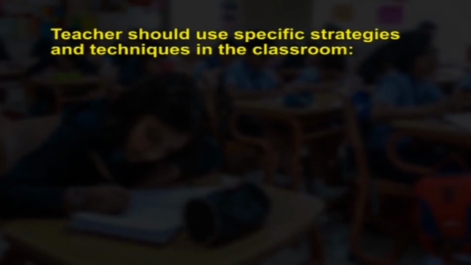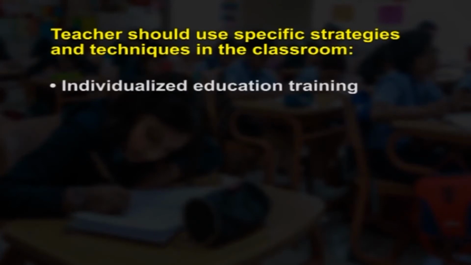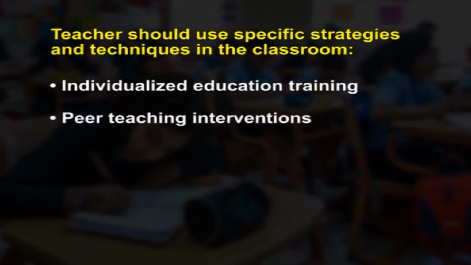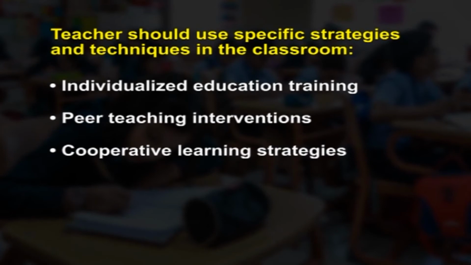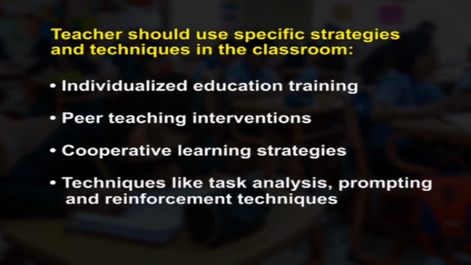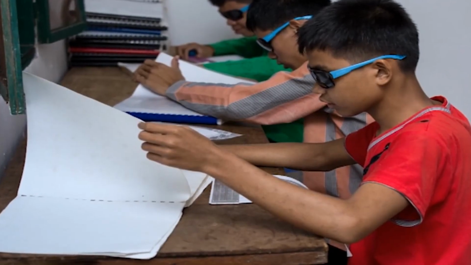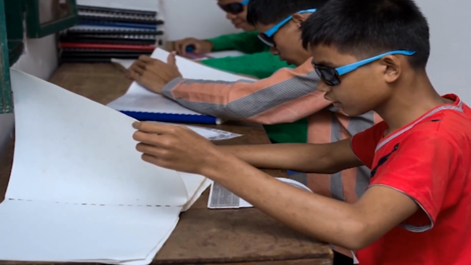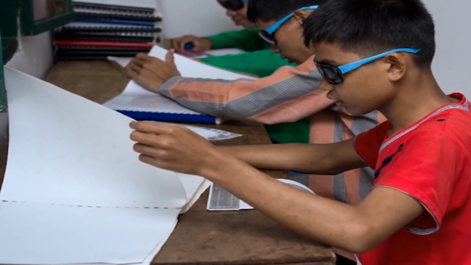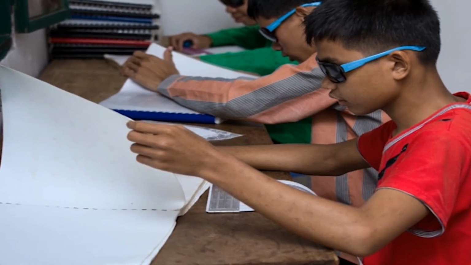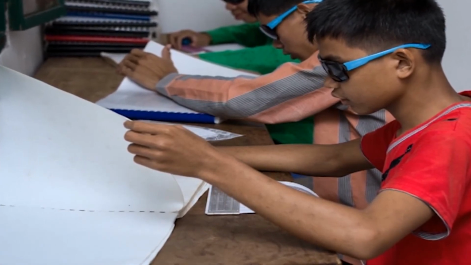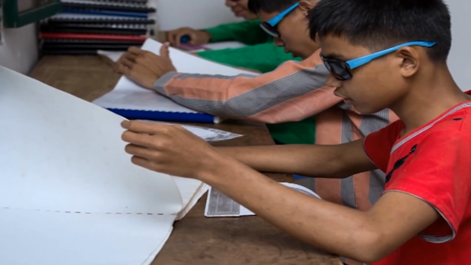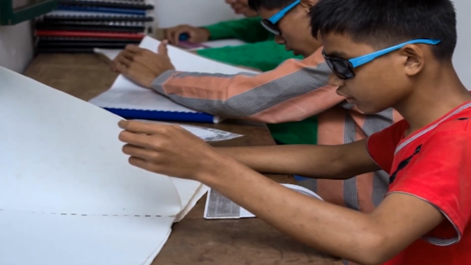children. Teachers should use specific strategies and techniques in the classroom. This may include individualized education training, peer teaching interventions, cooperative learning strategies, and techniques like task analysis, prompting, and reinforcement techniques. The next factor is environmental support. A supported or modified environment is needed for a successful adaptation. The environmental support not only include the removal of physical barriers but also a simple modification in the classroom like change the seat of the student to more comfortable area.